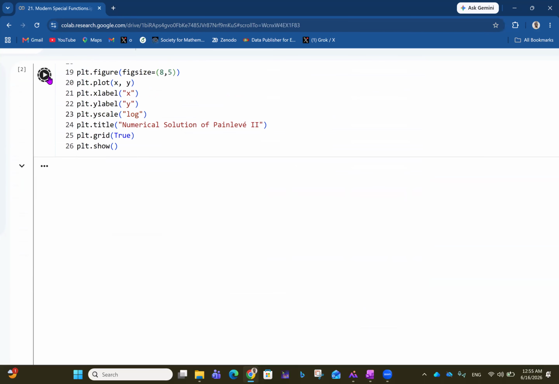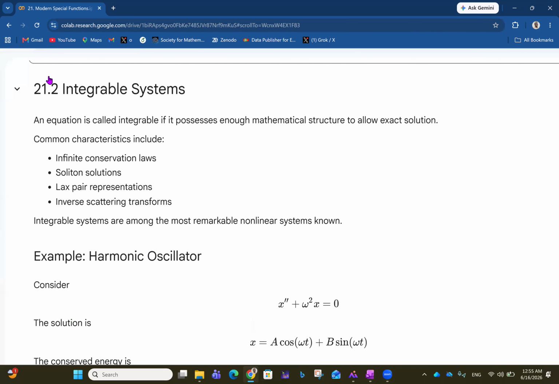Then we have integrable systems. We know we're talking about modern special functions. We've talked about the Painlevé system, and now we're talking about integrable systems. An equation is called integrable if it possesses enough mathematical structure to allow exact solution. So we have common characteristics, including, first of all, infinite conservation laws. Then you have soliton solutions, Lax-pair representations, and inverse scattering transforms. Integrable systems are among the most remarkable nonlinear systems known, because they possess enough mathematical structure to allow exact solution.